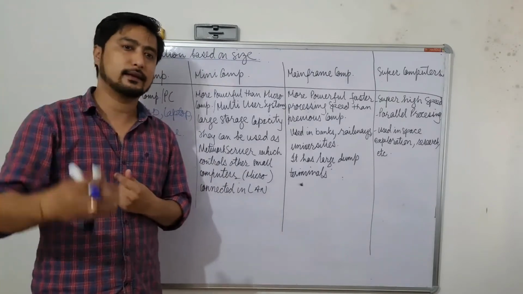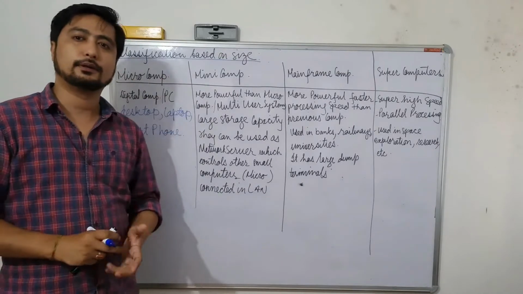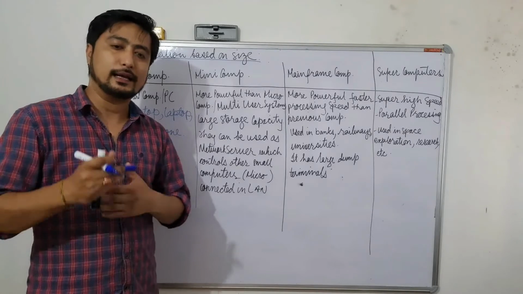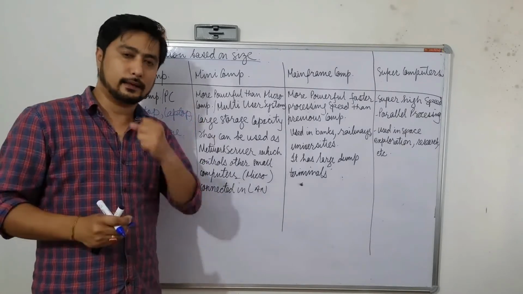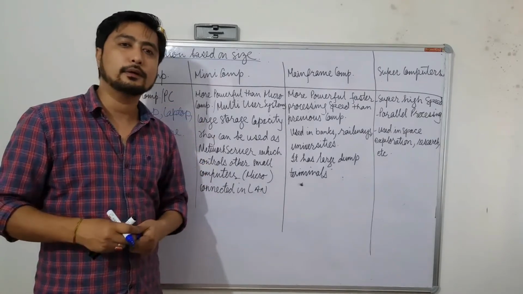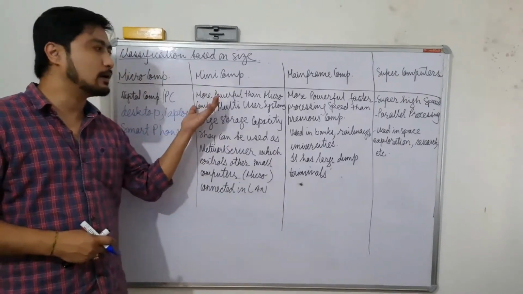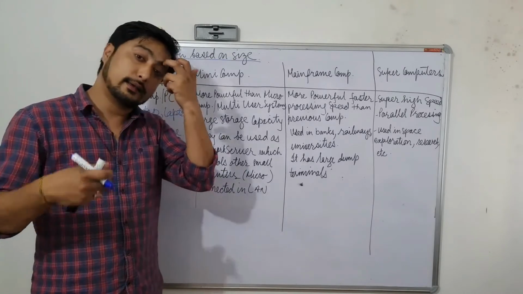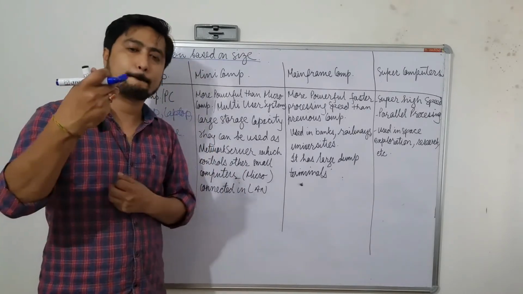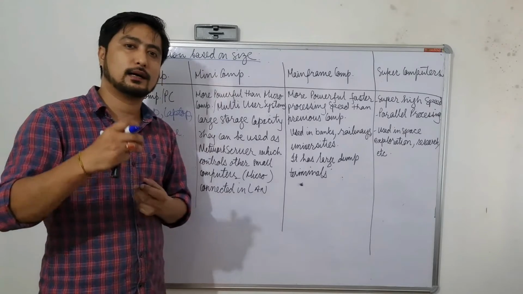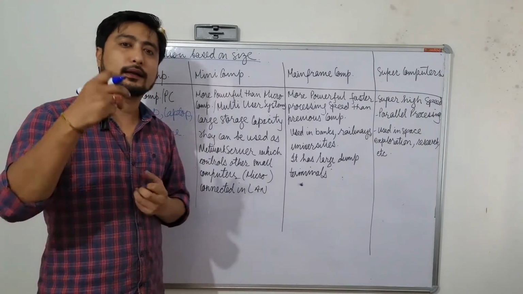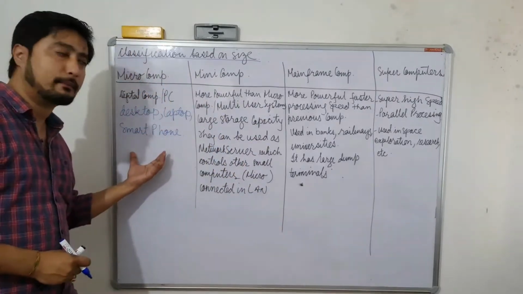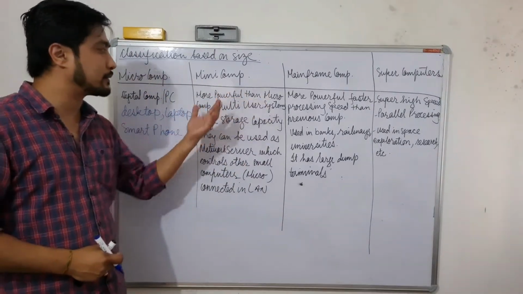Now next is mini computer. Let us see what this mini computer is. A mini computer is quite bigger than the microcomputer, and it is more powerful than the microcomputer. Powerful in the case of size, in the case of processing, in the case of memory. It has huge memory compared to microcomputer, so it is more powerful than microcomputer.